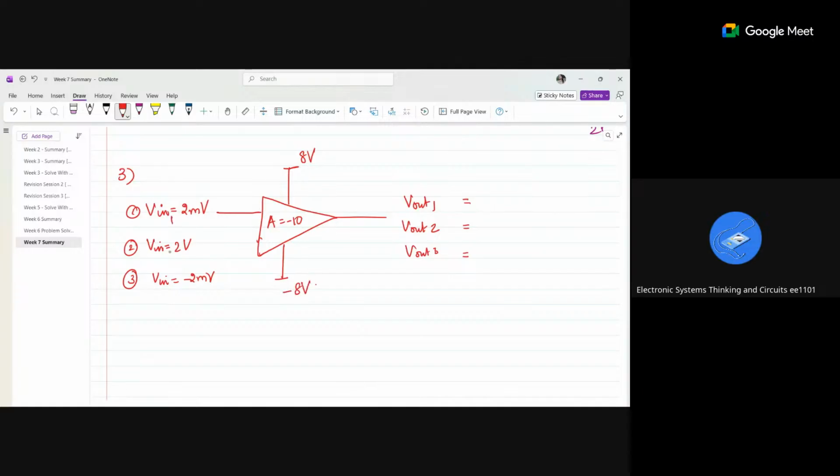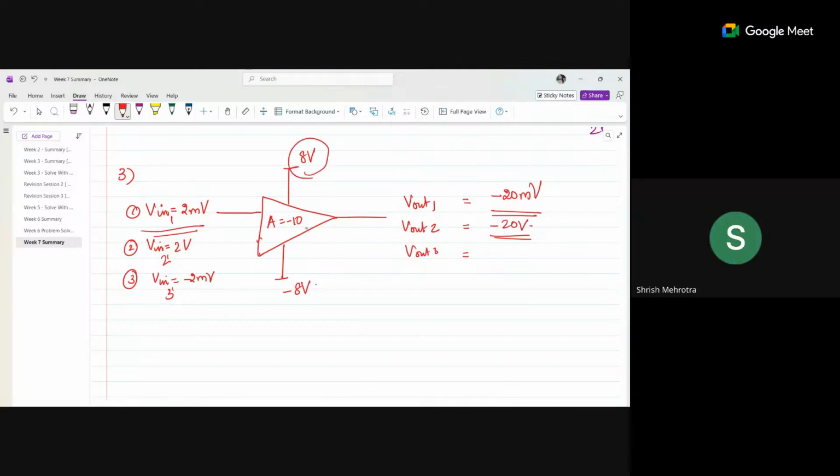So this is my V in. So basically this is a circuit. First I am giving only V in 1 as 2 millivolt. What will be my V out? Minus 20 millivolt. Yes. What about when I give V in 2 as 2 volts? What about my V out 2? Minus 20. Will it be minus 20 volt?